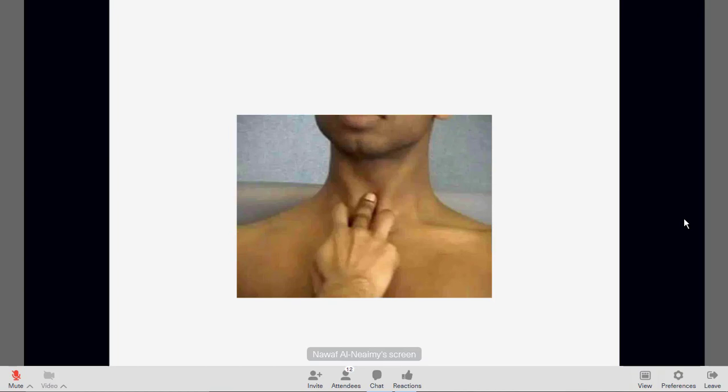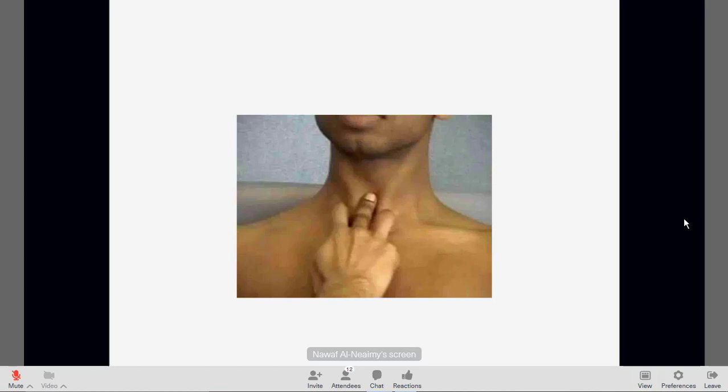The abnormality that you may face, maybe the other way. If you are not comfortable with this method, I can use the index finger alone. Just use the index finger without using this three-finger method. I can use the index finger alone to check the position of the trachea.